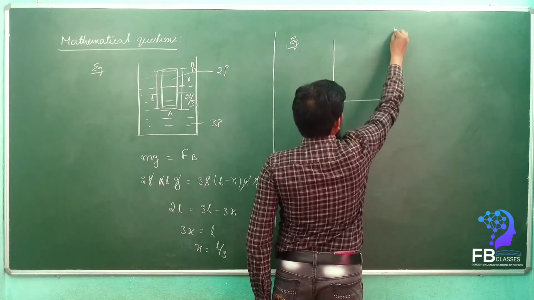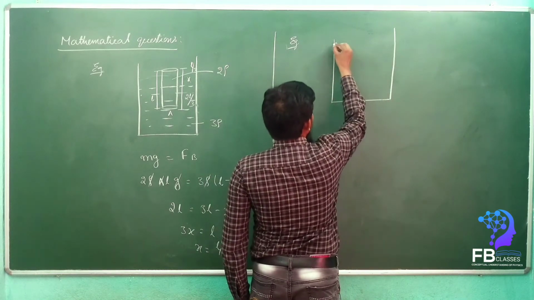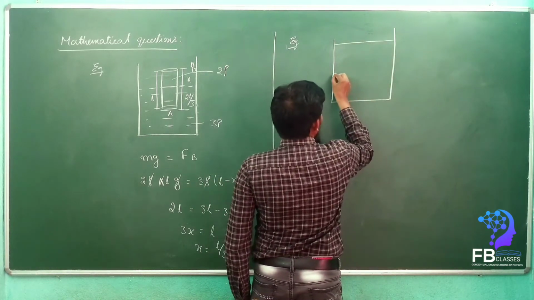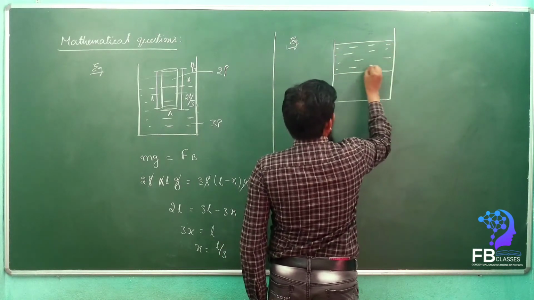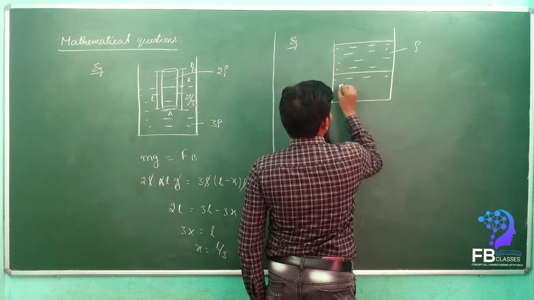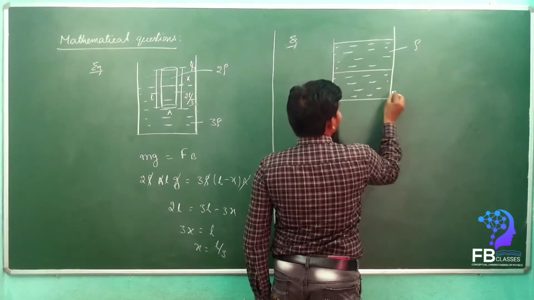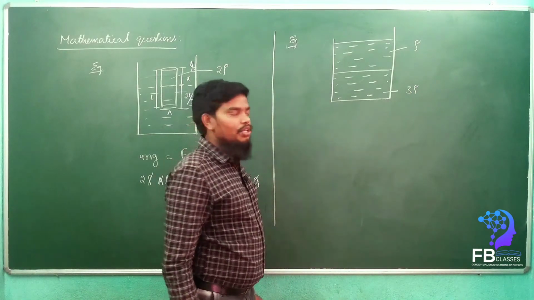For example, consider this is a cylinder. So this is a container. In this container, two liquids are poured. This is liquid 1. This liquid 1 has a density, considered as rho. The second liquid density is considered as 3 rho.